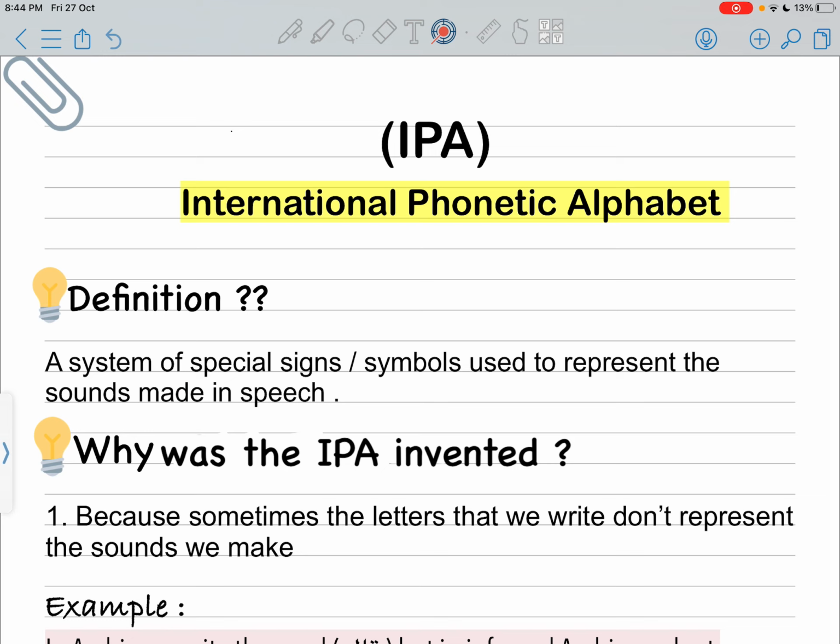This is a very simple definition, and if I wanted to translate it into Arabic, it would be a system, نظام of special signs من الإشارات أو الرموز السبيشال المميزة used to represent the sounds اللي تستعمل حتى تعبر عن الأصوات made in speech اللي يعني ننتجها أثناء الكلام. طب ليش حكينا إنها special لأنها عن جد special مميزة.